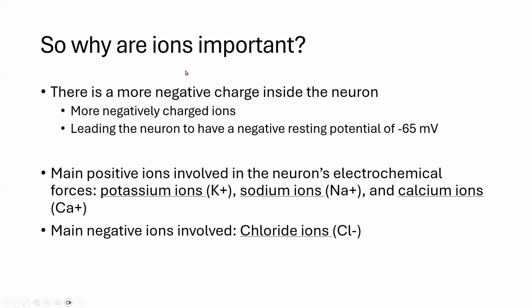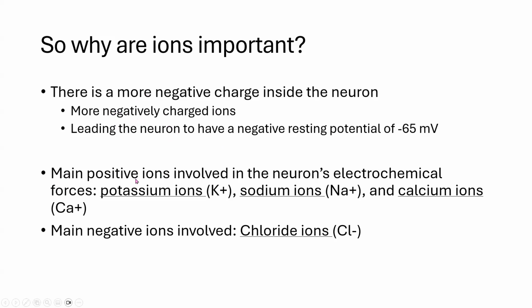So why are ions important for talking about neurons? Inside the neuron, there is more negative charge, meaning that there are more negatively charged ions. So naturally, when the neuron is at rest, not firing, there are more negatively charged ions, which leads the neuron to have a negative resting potential. We'll talk about what that is later.